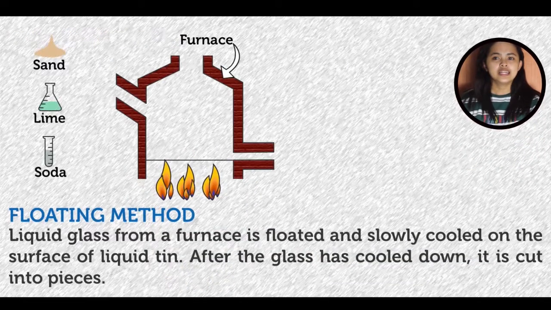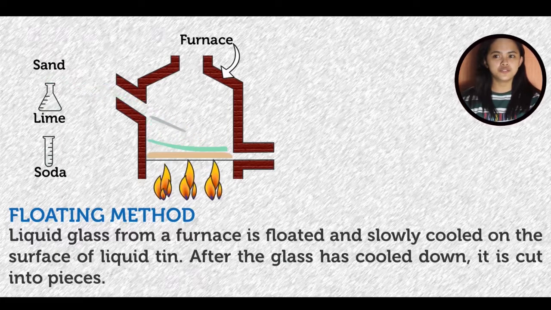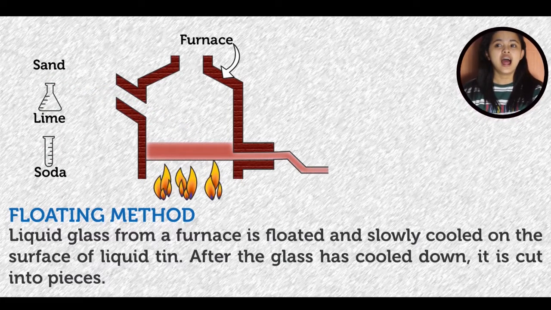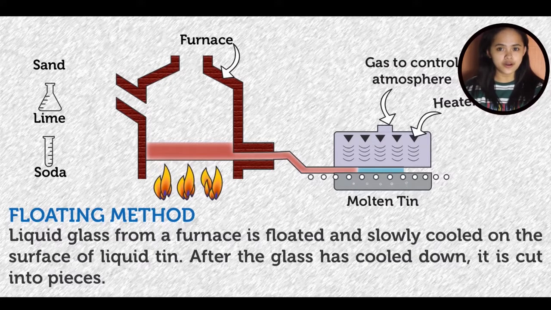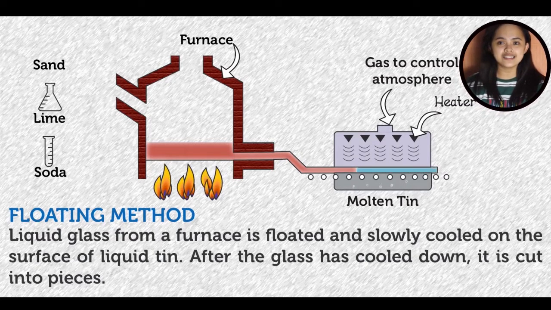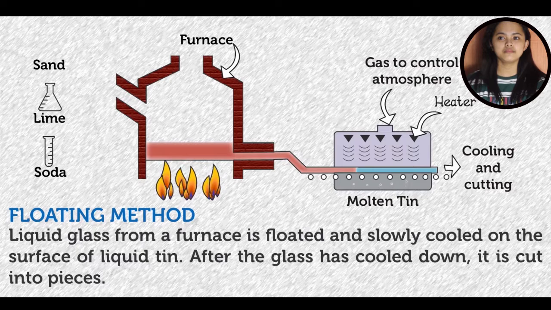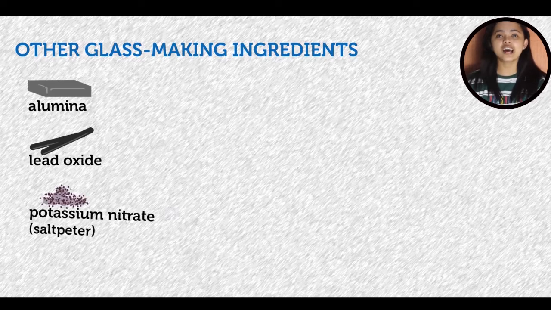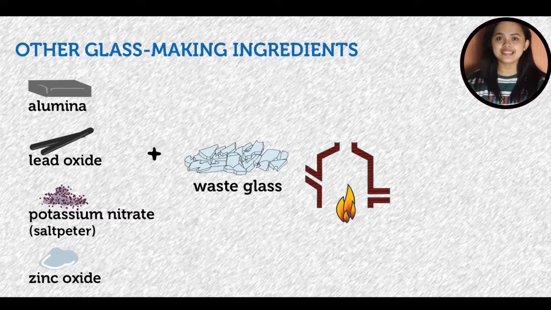Floating method: liquid glass from a furnace is floated and slowly cooled on the surface of liquid tin. After the glass has cooled down, it is cut into pieces. Other glass making ingredients: alumina, lead oxide, potassium nitrite, and zinc oxide, plus waste glass.